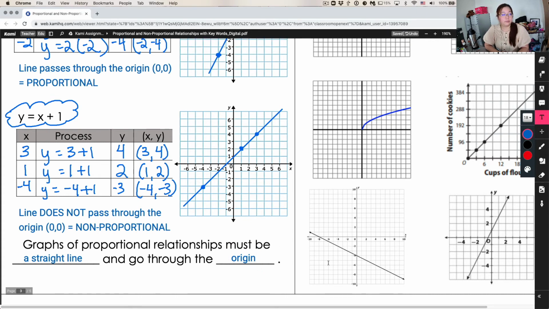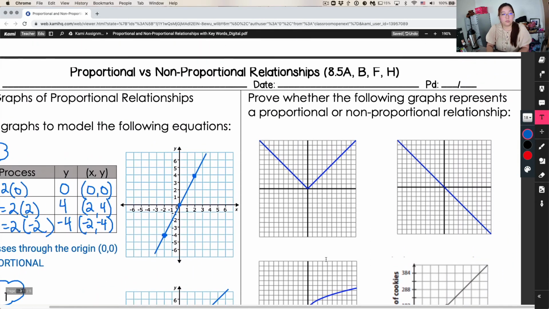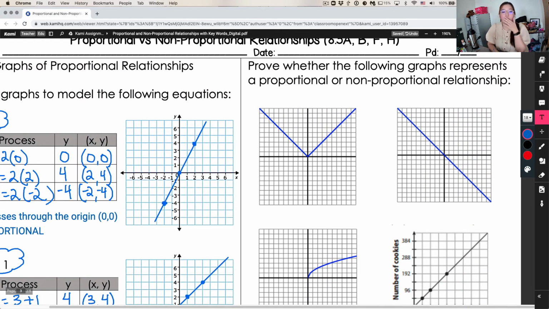Okay? So let's look at some examples here. We've got a couple of graphs on this side. Let's look at this first one. You think this is proportional or non-proportional? Hopefully you said this is non-proportional because this is not a straight line, it's a V. It bounces back up. See, this does not look like this graph over here. This is non-proportional.